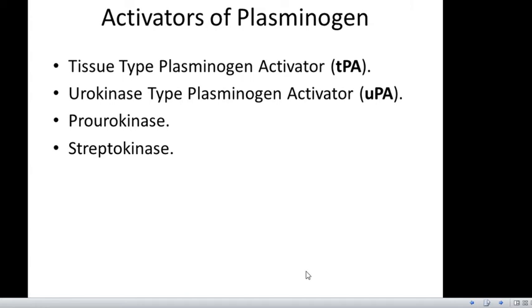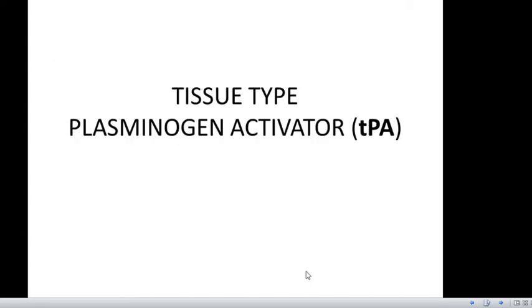The activators of plasminogen include the following enzymes: tissue type plasminogen activator, urokinase type plasminogen activator, pro-urokinase, and streptokinase. Let's study the tissue type plasminogen activator.